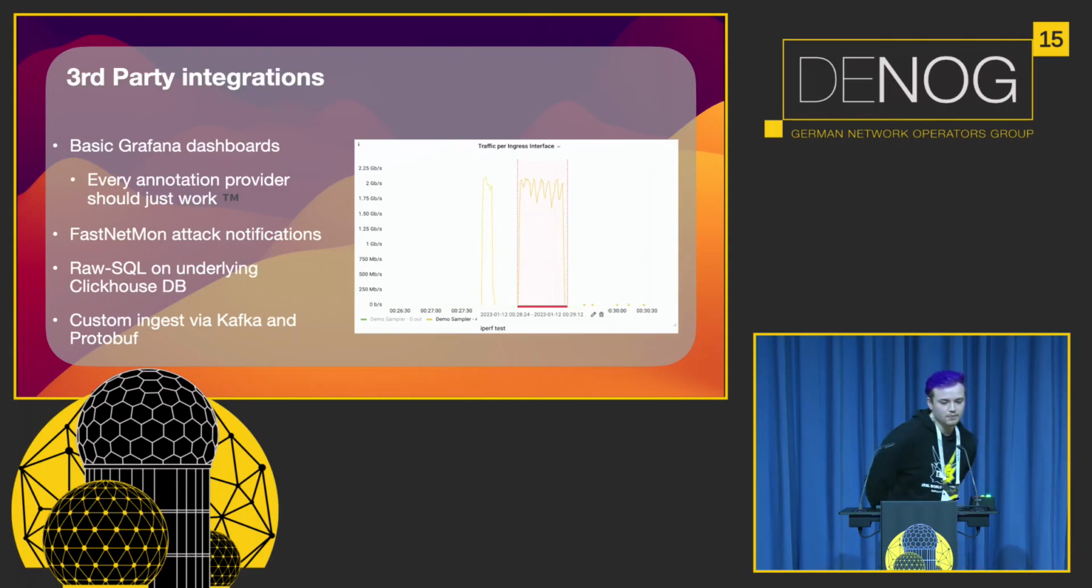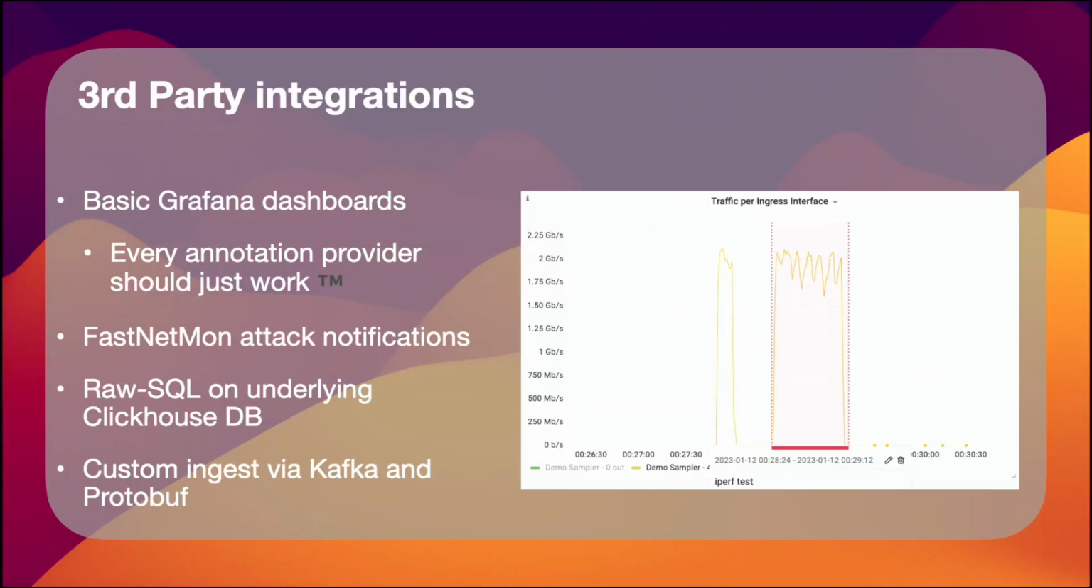NetMeta is completely based on Grafana, so it just supports everything that you already have. You can just import it in your existing Grafana infrastructure. It supports FastNetMon attack notifications by just connecting the InfluxDB, but also you can just use FastNetMon as your data source. If you don't have flow data, but you have FastNetMon in your infrastructure, you can just say you want to use the FastNetMon data, then it will use the same already existing graphs in Grafana.